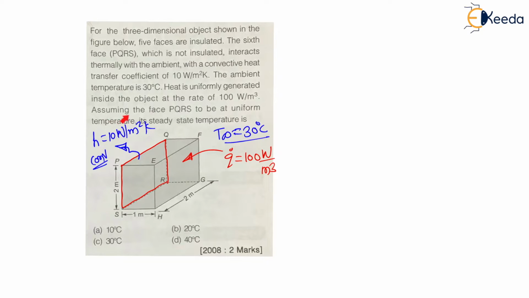Then, assuming the face PQRS to be at uniform temperature, what is its steady state temperature? Now that means at each and every point on this PQRS there is the same temperature. Then what will be its steady state temperature? Let us say the steady state temperature of this is the temperature of wall, T wall, right?